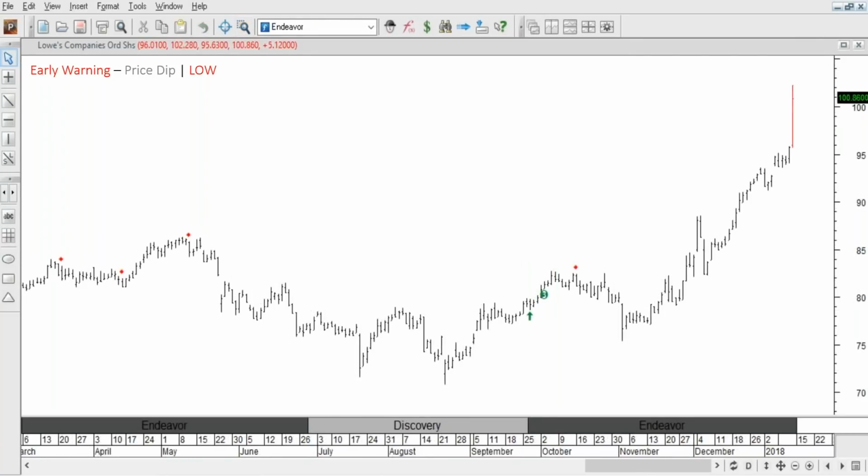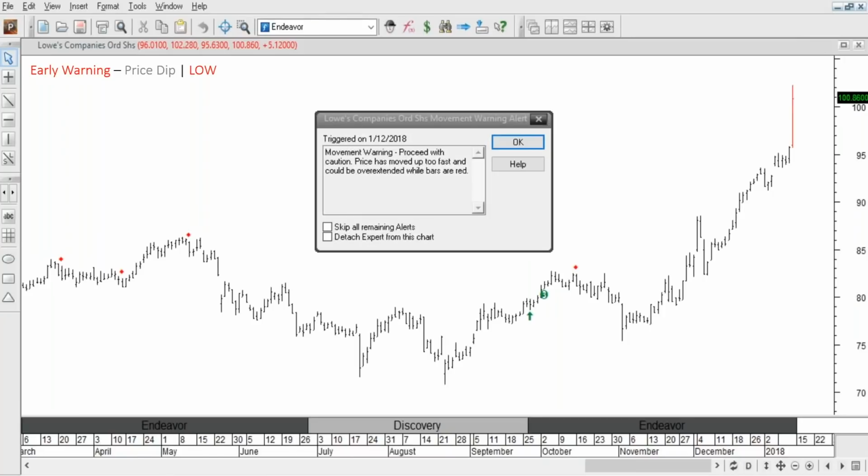But then one day you see the red bar and you get the movement warning. Okay, not the end of the world, although now you know that you have to start paying close attention to price. But you don't have to take action just yet because you're already up a good amount of money, so you have more than enough room here to wait and see if you get an early warning signal.